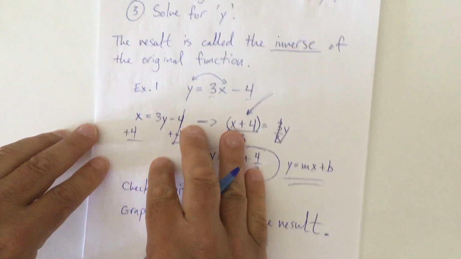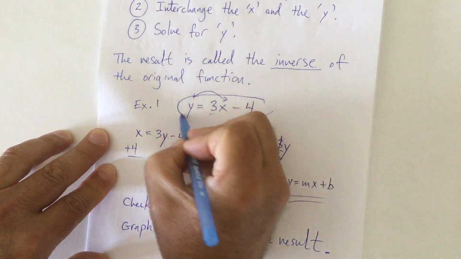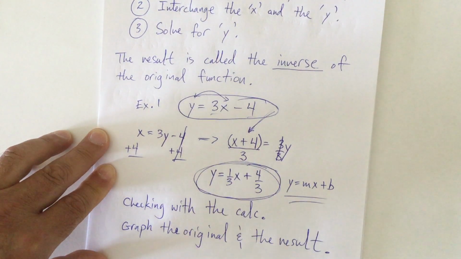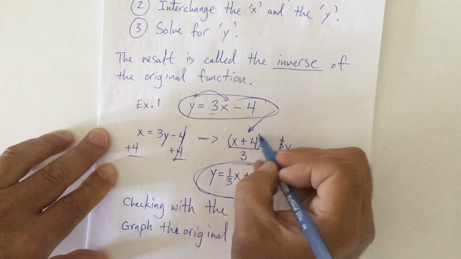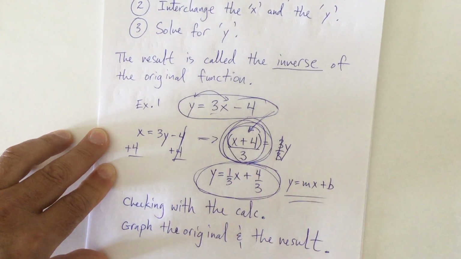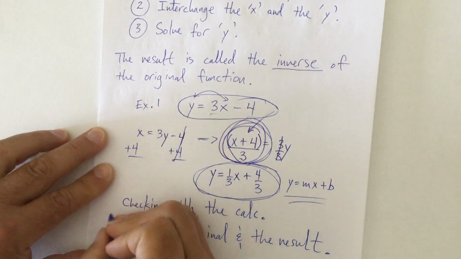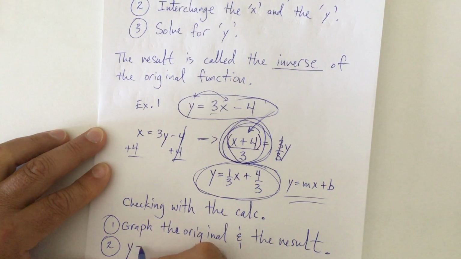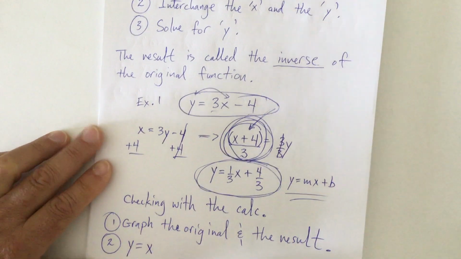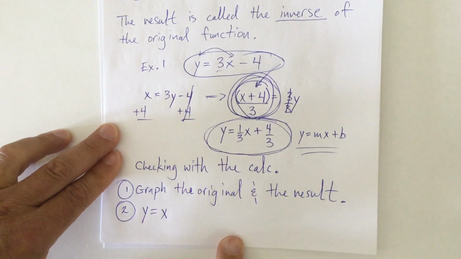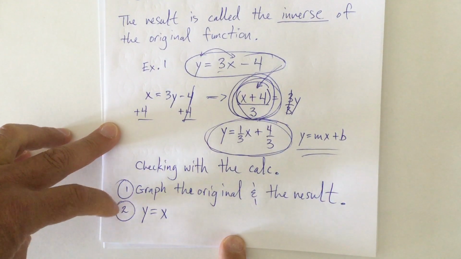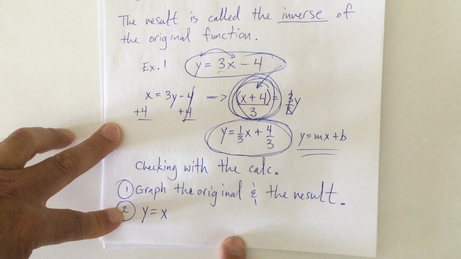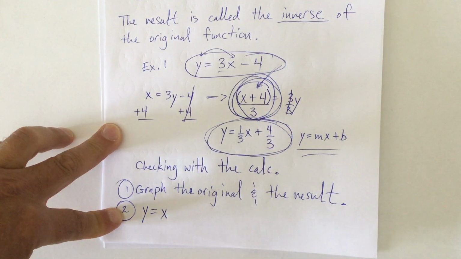So I'm going to check this with my calculator. I'm going to have to graph y equals 3x minus 4. I'm going to have to graph y equals 1/3 x plus 4/3, but when I punch it in the calculator, I'm doing this. Then, after I do that, I am going to graph y equals x. I'm going to graph the line y equals x. If y equals x splits my picture down the middle, I have done my algebra correctly.